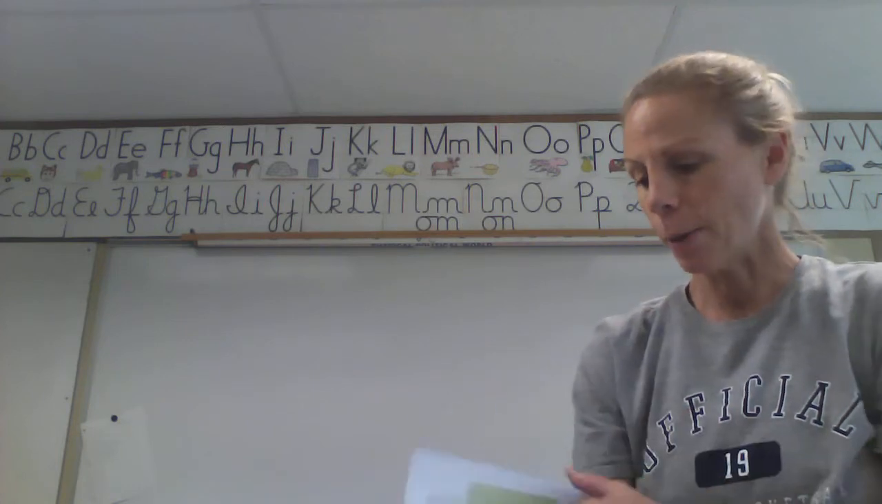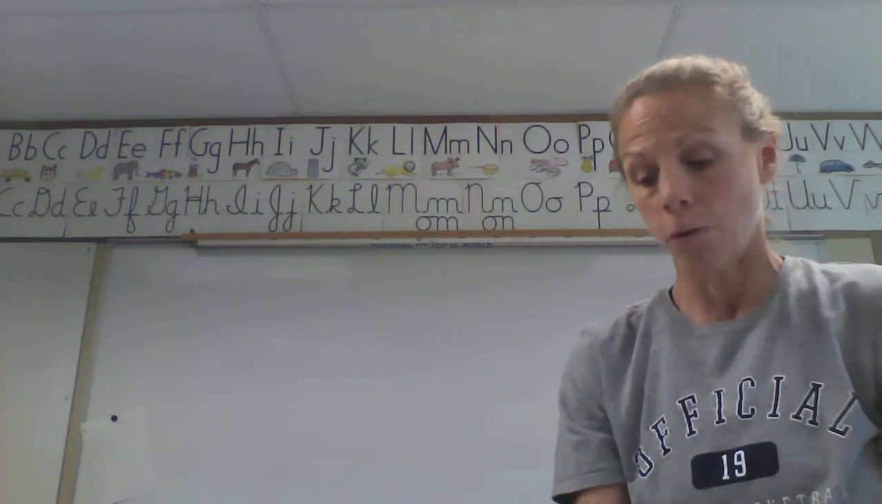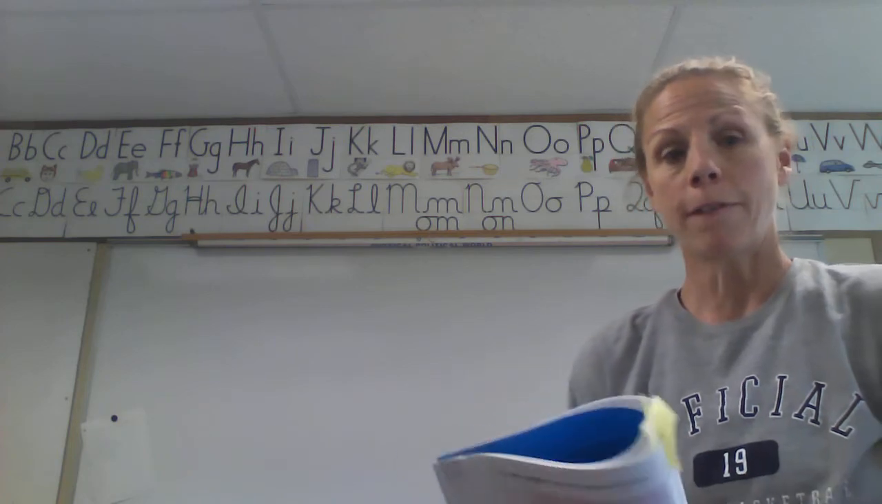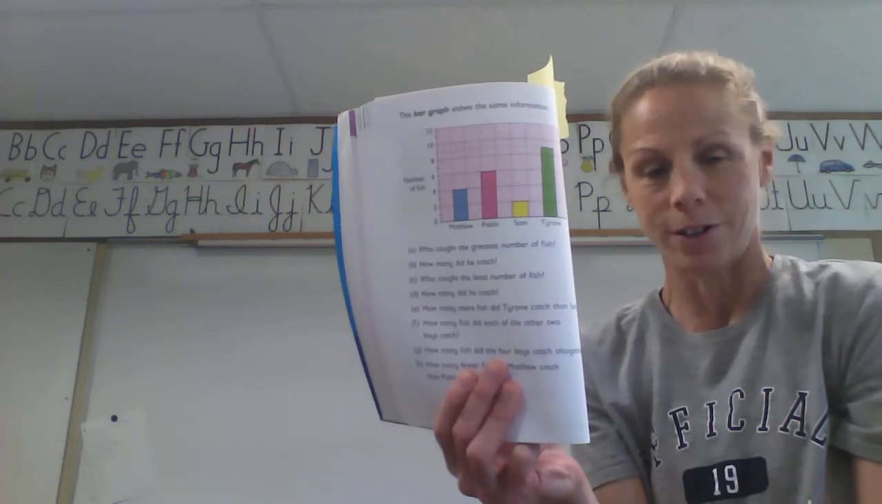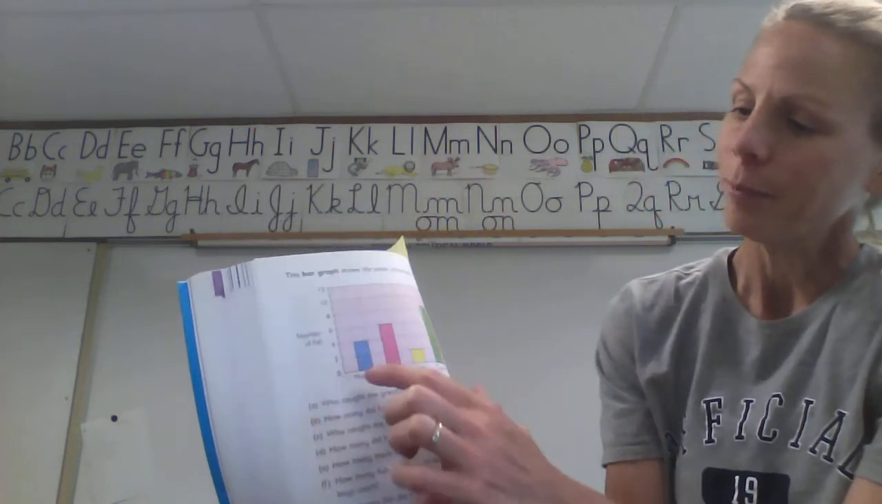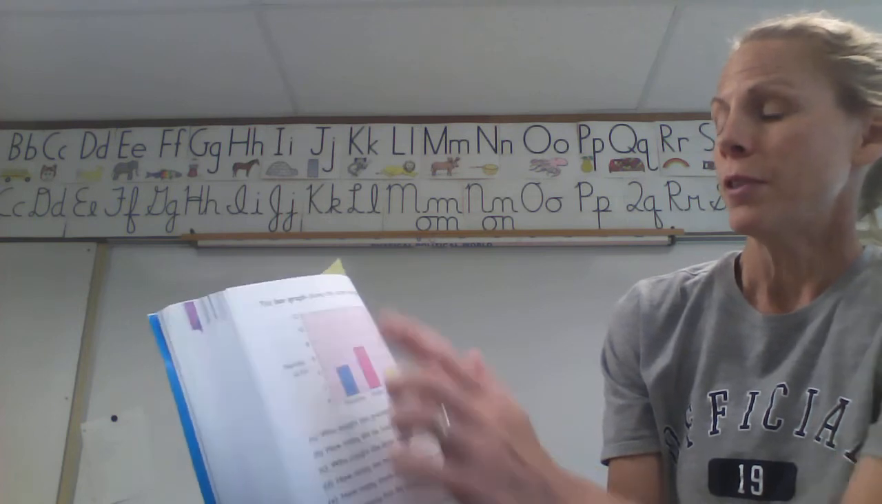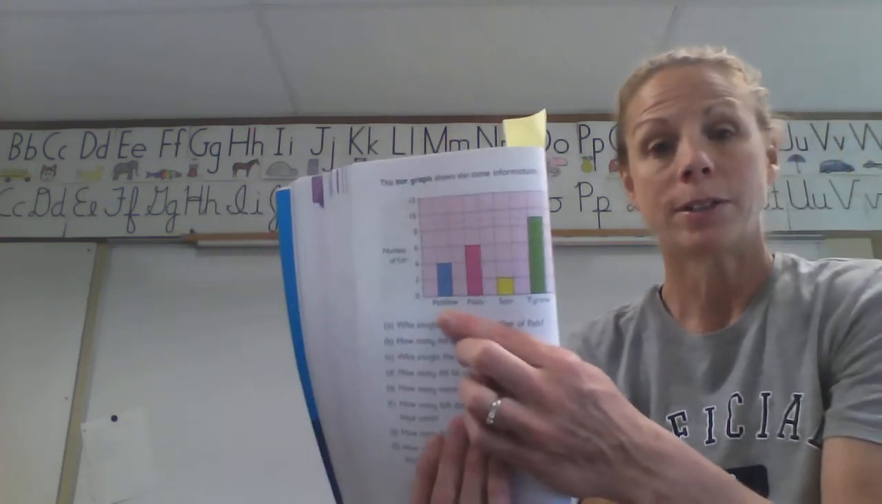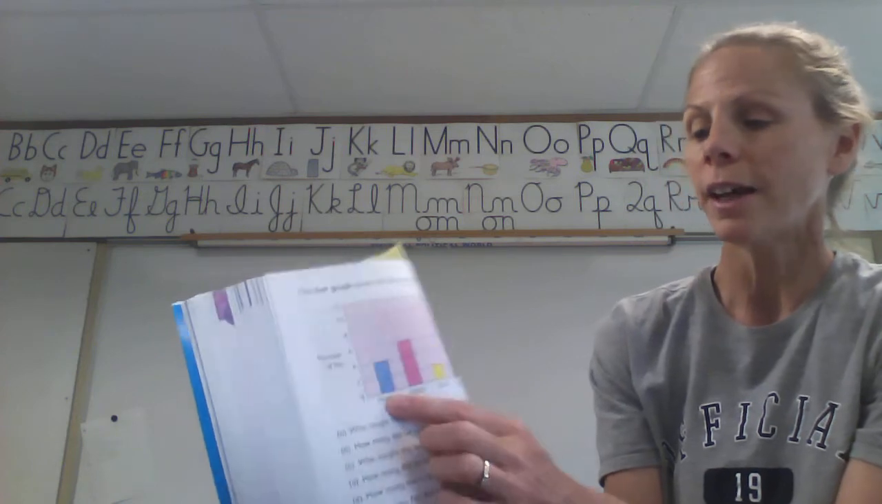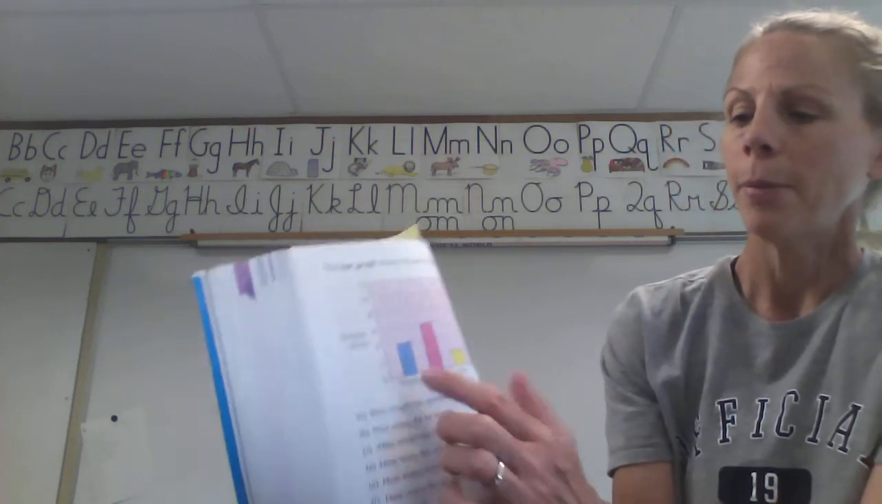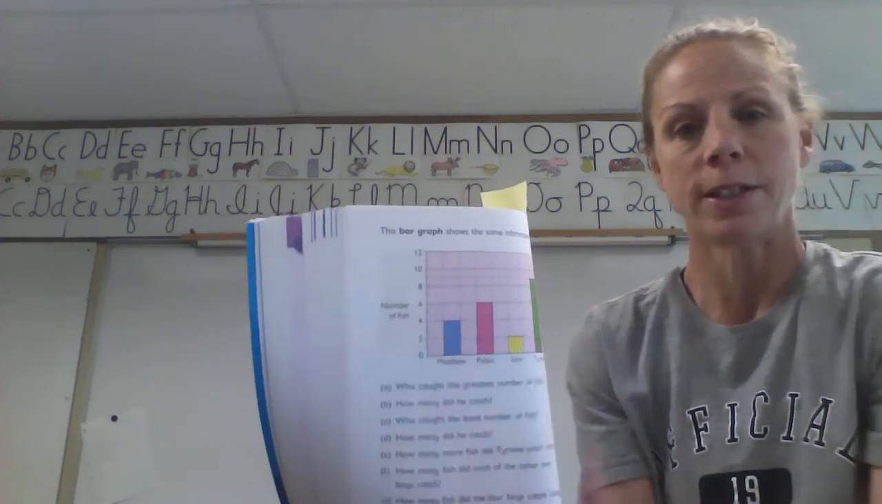We're going to look at bar graphs next. See if you can figure out why it's called a bar graph. Because the information is in bars. Sometimes on graphs, they're going to show you what's being represented. This bar graph shows some information. I think this is talking about some kids that went fishing. We got their names, but then over on the side represents the number of fish that they caught.